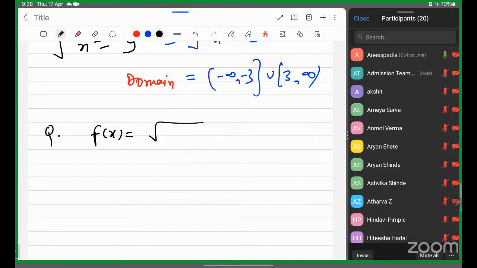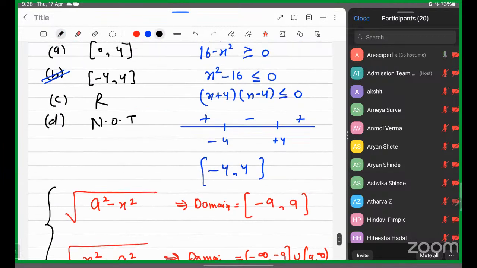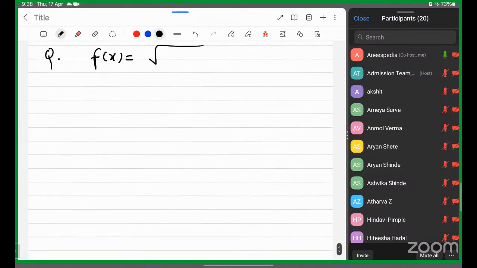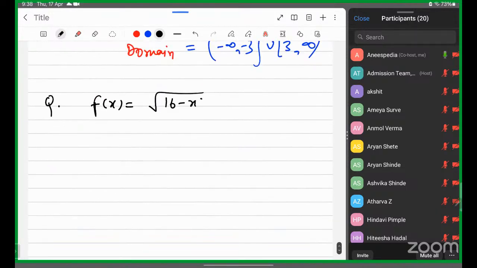The question was root of 16 minus x square. What will be its range? Now for range, we know that the square root function goes something like this. So from the standard graph of the square root function, it is clear that its output is never going to be negative, which means it can give minimum possible value 0. It will not be less than 0 in any case. It may be positive, but it is not going to be less than 0.